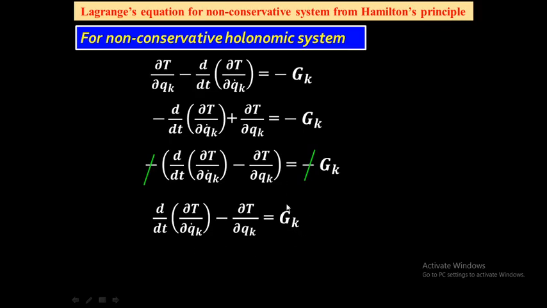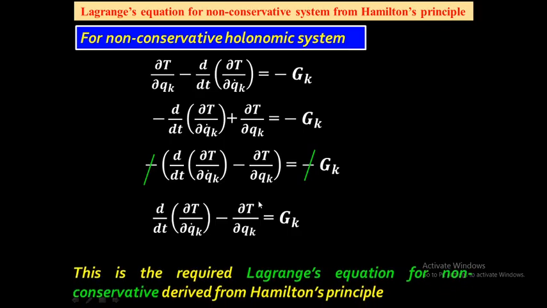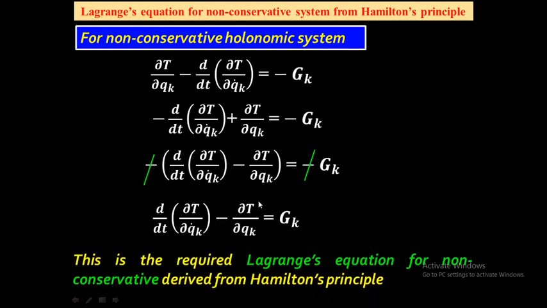So this is the general form of Lagrange's equation. We have reached the general form of Lagrange's equation for a non-conservative system. We started from non-conservative forces, then used the extended Hamilton's principle, and from it we reached this Lagrange's equation for a non-conservative system. So this is the required Lagrange's equation for a non-conservative system that we have derived from Hamilton's principle. Thank you very much.